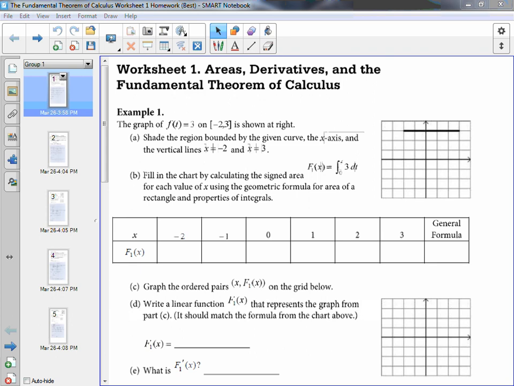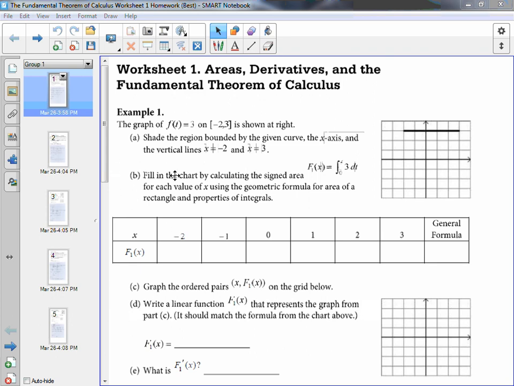All right. This worksheet 1 here is over the fundamental theorem of calculus. Let's take a look here at example 1.